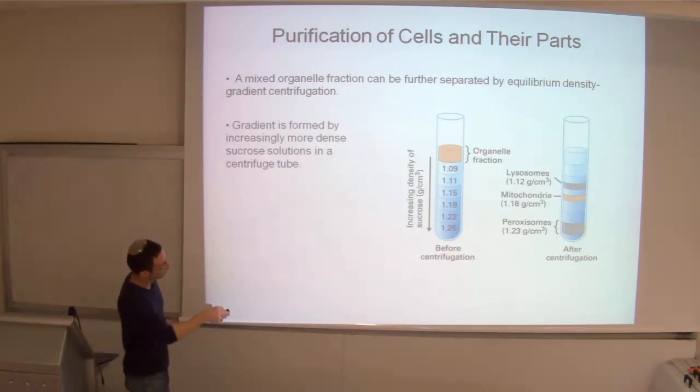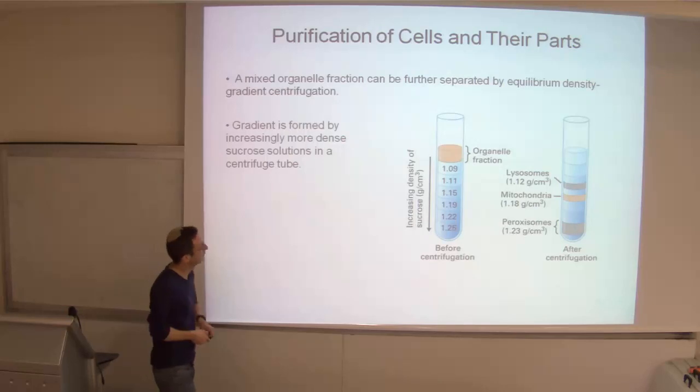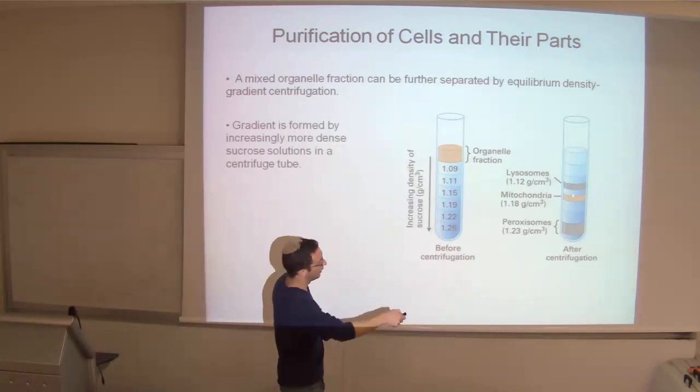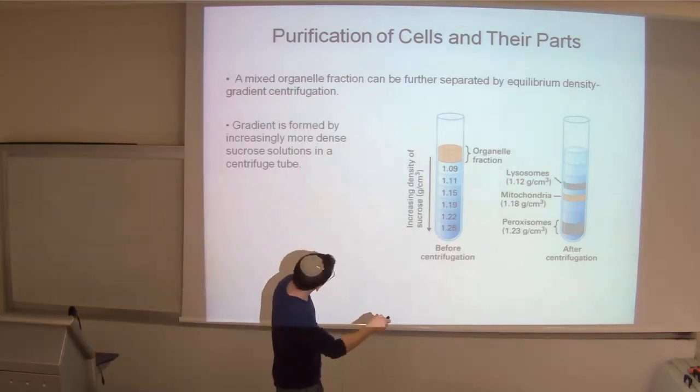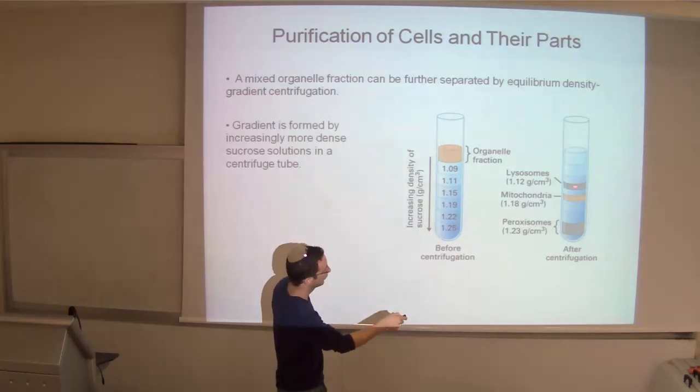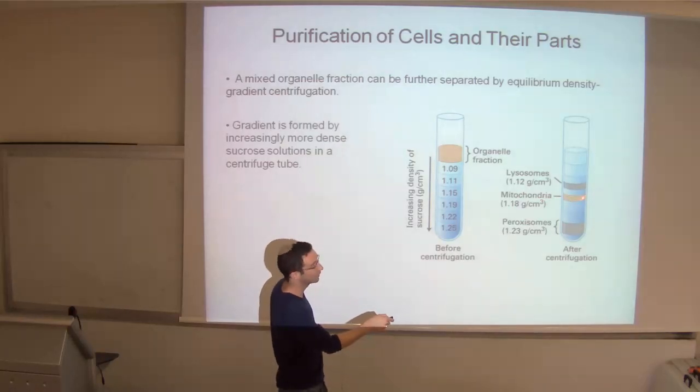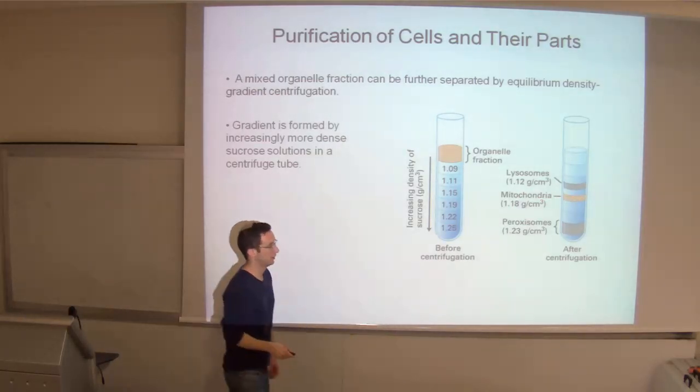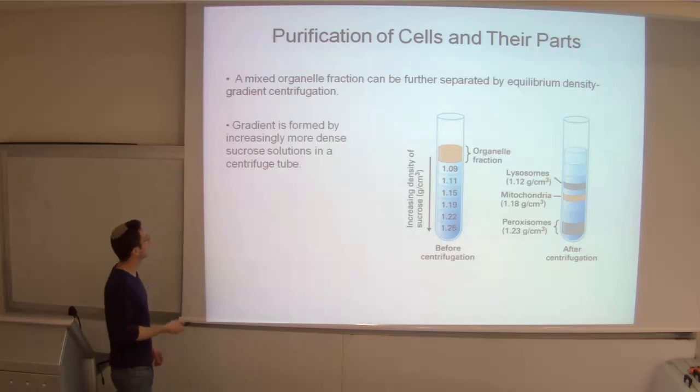And then you load your organelle fraction right here, and you centrifuge it for this and that time. And then each organelle, based on its size and shape, would be found in different layers. So mitochondria would be right here, and you can collect only this band very easily after centrifugation.